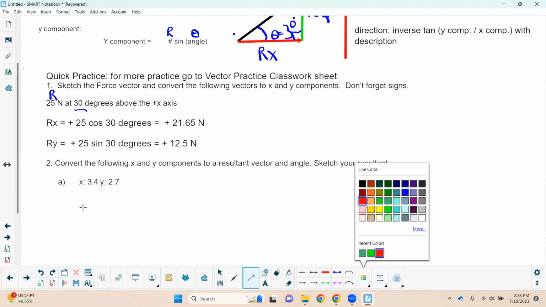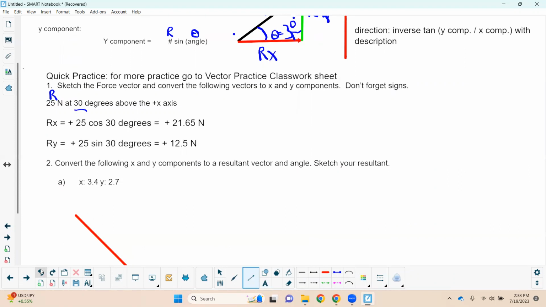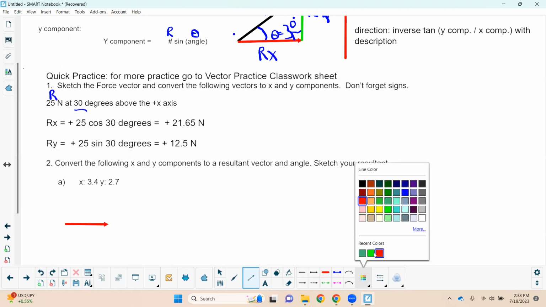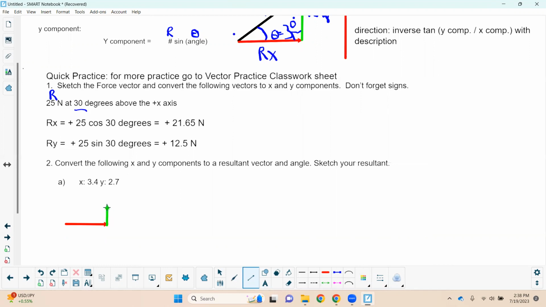So I'll be consistent with my color. So there we go, we'll call this the x direction. And then for the y direction, it's going up, and it's a little bit shorter. So maybe that's 2.7 comparatively. And we are looking for the overall resultant. So we're looking for R this time.